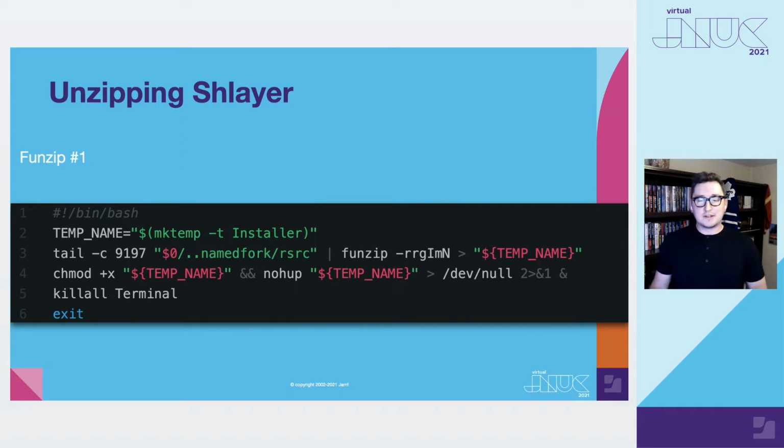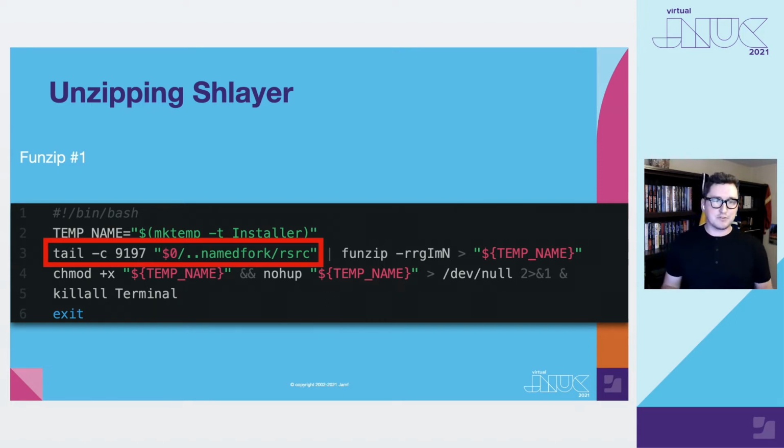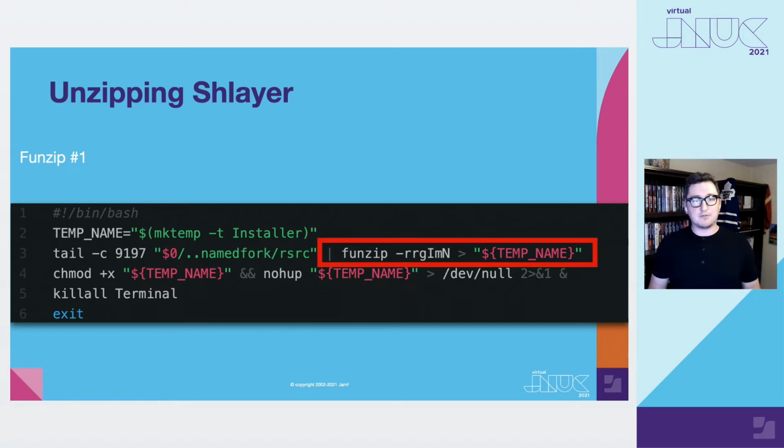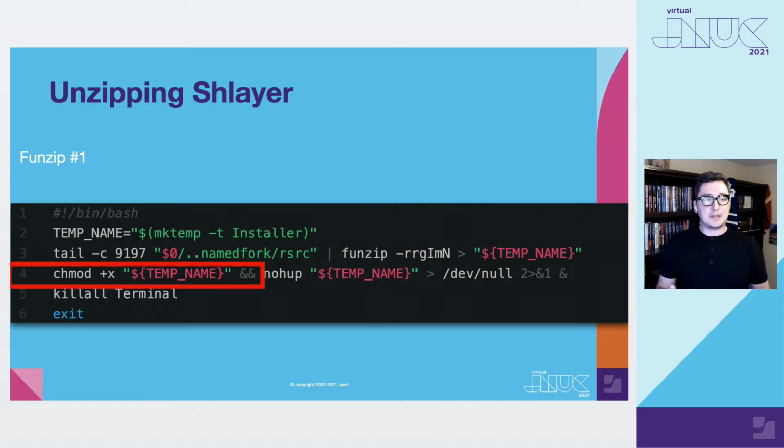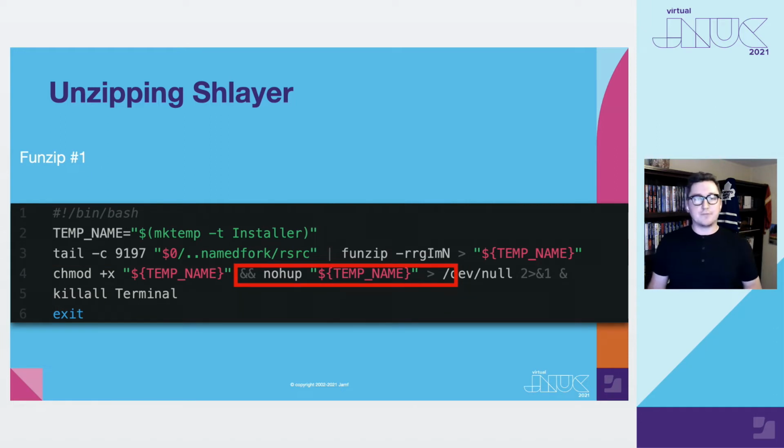Another way Shlayer likes to infect its victims is using funzip. What will happen here is Shlayer will first tail the last n number of bytes, in this case 9,197, and these actually lie within a resource fork, which we'll get to a little more in a second. It'll then pipe this data to funzip and decompress the password protected files, which is the malicious payload. It'll write those to a temp directory, then update the permissions to execute and run them in the background using nohup.